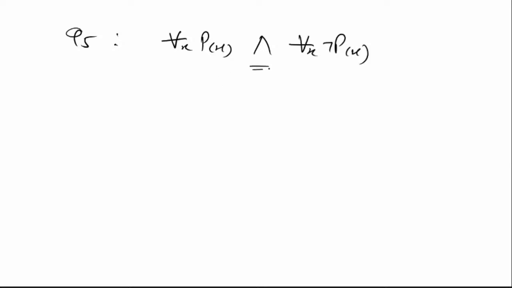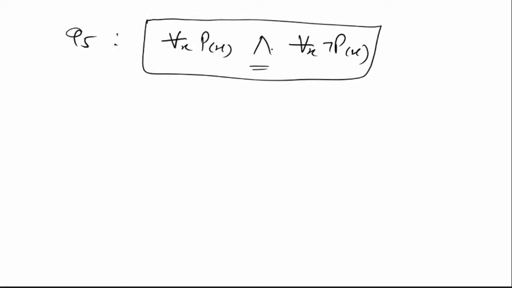Let me take the next question, question number 5. This is for all x Px and for all x negation Px. Remember, in the previous question we had a disjunction here. In this question, we have a conjunction. So this is your formula. Is it satisfiable? This is the first question. Is it satisfiable? Yes or no?